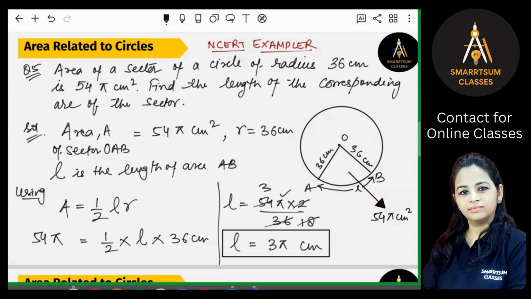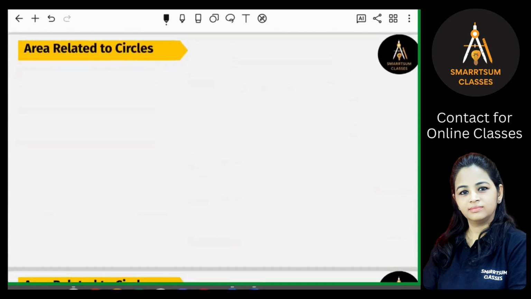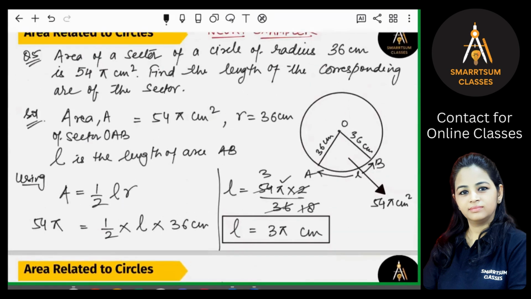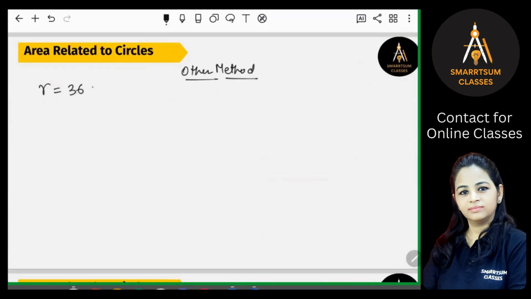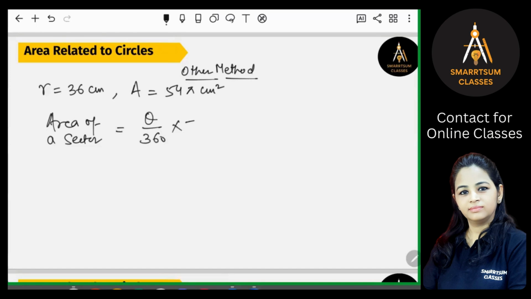So let's see the other method of doing the same question, by finding out the theta. We can first find out the central angle here. Suppose this is theta, the angle of the sector, that is the central angle. We can first find out theta, provided R is already given, 36 centimeter, and the area of the sector is 54 pi centimeter square. As we know, the area of a sector of a circle is given as theta upon 360 into pi r square.